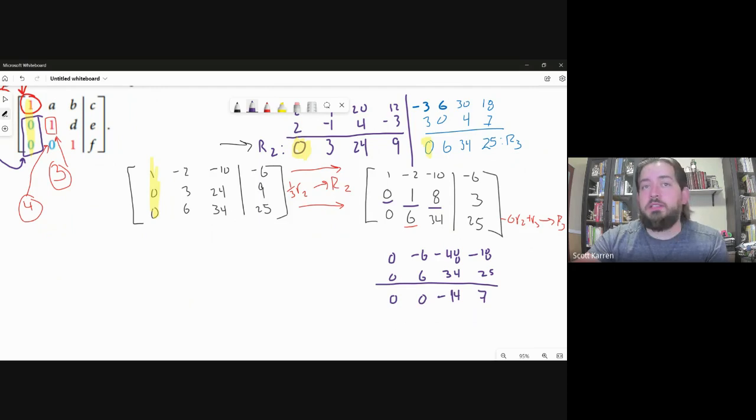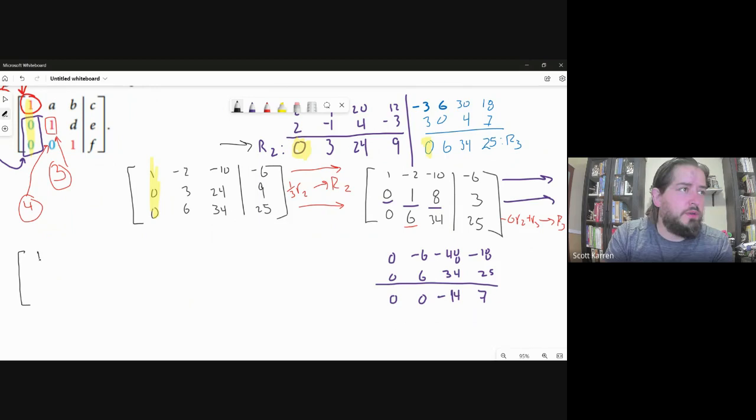So everything else stayed the same, right? Row 1 didn't change. Row 2 didn't change. So my new system, I'm going to write right here. Is 1, -2, and -10, and -6, and then 0, 1, 8, 3. And then this is my new row 3. So I've got 0, 0, -14, and 7.